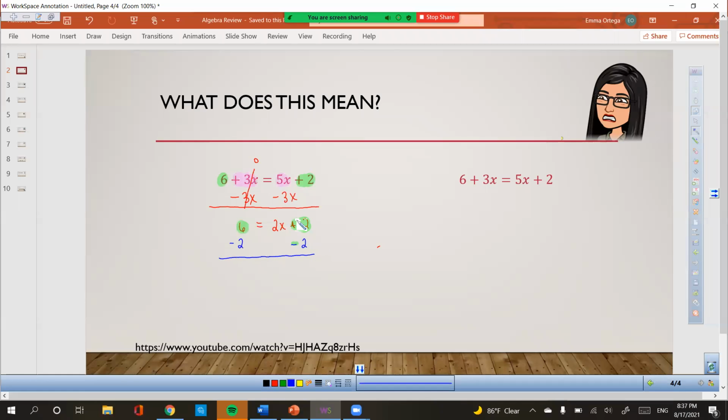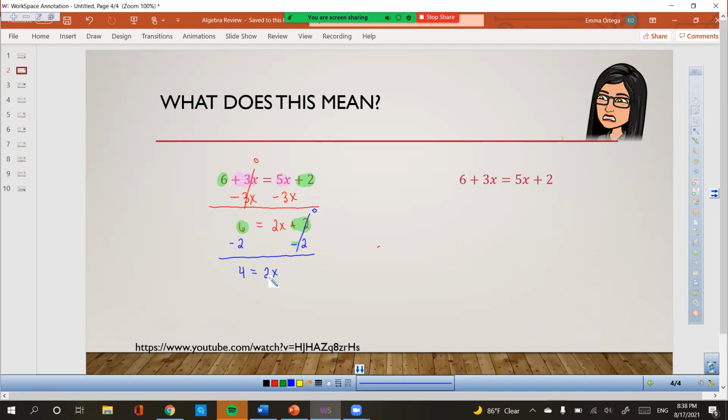All right, so what are we left with? Positive 2 minus 2 goes to 0. I don't have to worry about it anymore. And what are we left with? 6 minus 2 equals positive 4, equals 2 times x. Yay, so I already put all my letters together and all my numbers together. But at the end of the day, my goal is to leave x completely by itself.